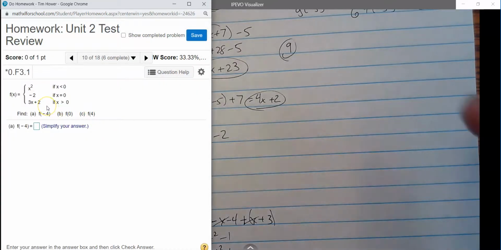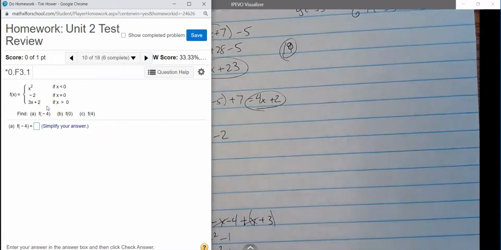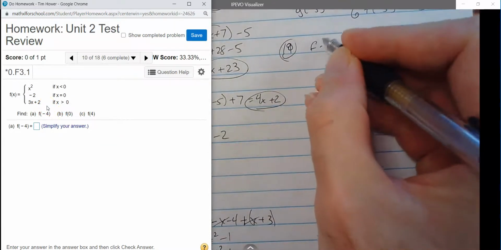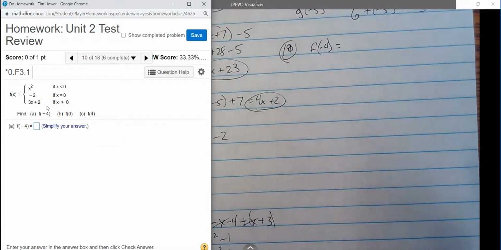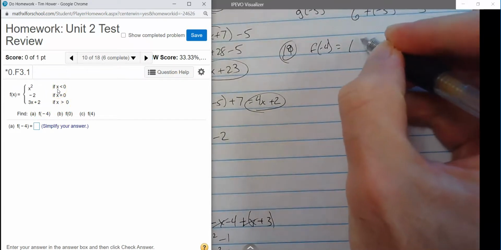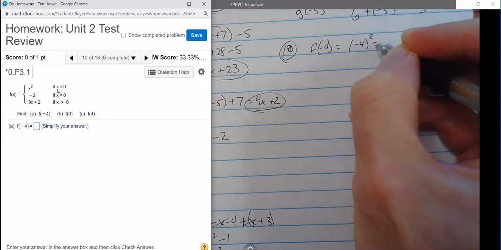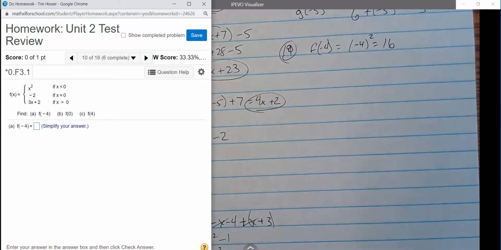Number 10. f of negative 4. Well, I have to look at the rules over here on the right. So on the right side, I've got x less than 0, x equals 0, or x greater than 0. Well, negative 4 is less than 0, so that means I'm going to use x squared. So I'm going to take negative 4 squared and get 16.